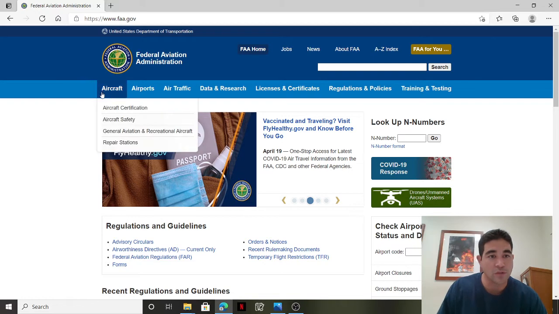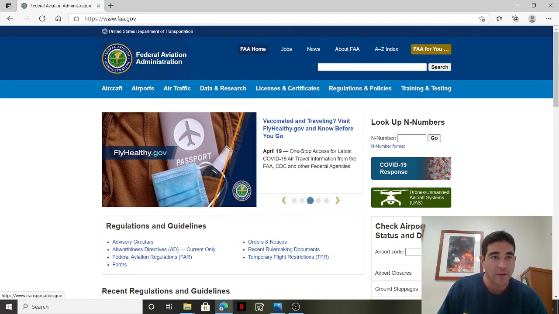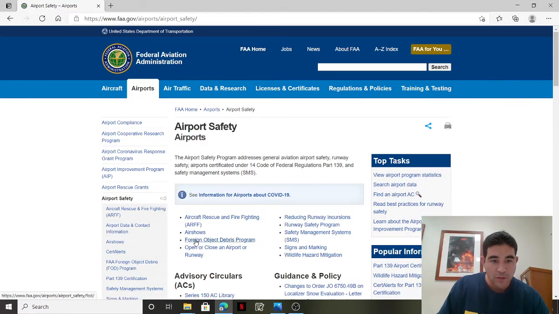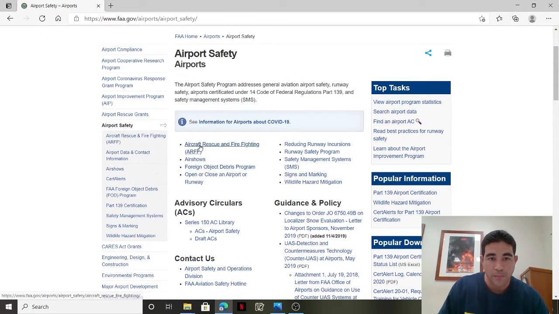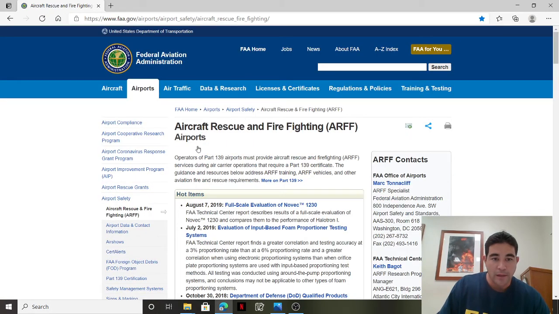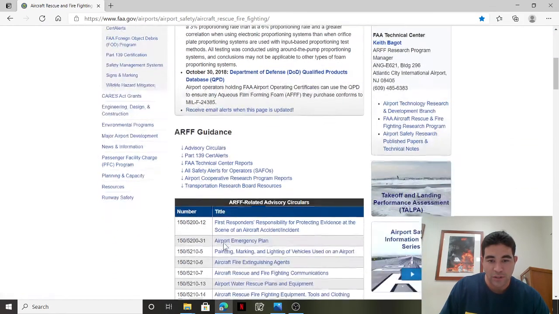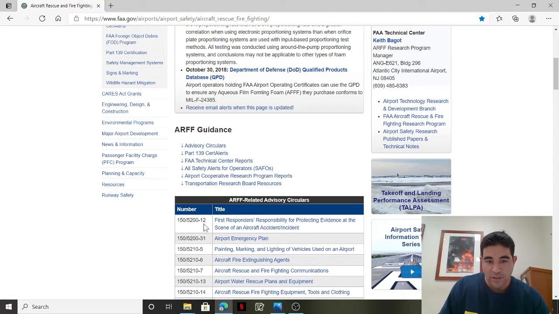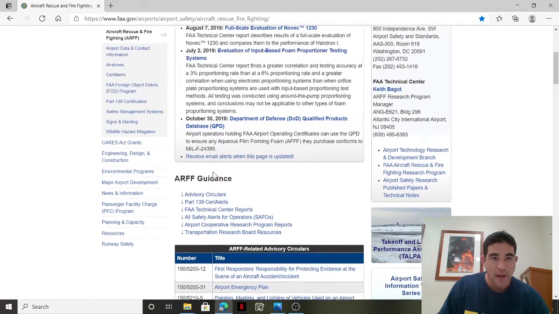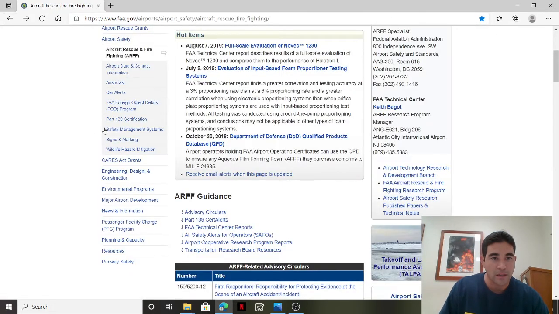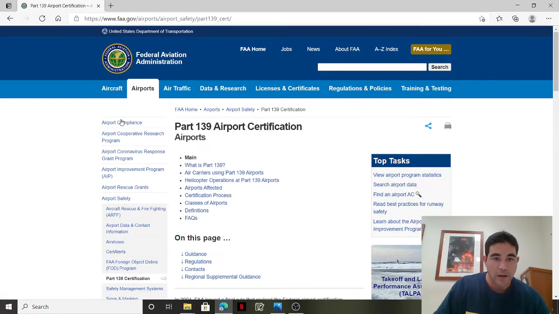So you're going to go into airports under the FAA.gov website. You're going to go under airport safety. Under airport safety, you can go into the ARFF section here, and that's going to give you a lot of different guidance, advisory circulars. That's all related to our industry, so they make it nice and easy. You can go into airport emergency plans, all those good stuff. And also right here you have part 139 certifications, so we're going to click there.